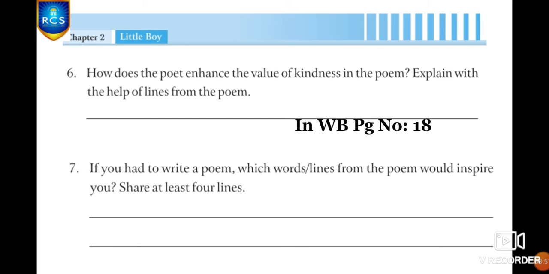And seventh question. If you had to write a poem, which words or lines from the poem would inspire you? Share at least 4 lines. You are going to write a poem. If you want to write a poem, which words or lines from the poem would you use in your poem? Or which inspire you, which you liked the most? You have to share at least 4 lines from the poem which you liked very much. You can refer the book and complete these 6th and 7th questions.